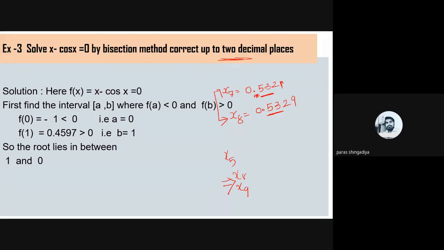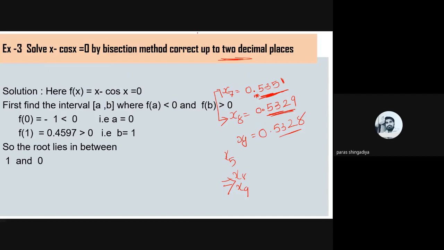If three decimals are given, we cannot consider this data. Let's take here 0.5315 and 0.5329. They are not matched correct up to three decimal places. The three digits are not matched: here it is 0.531, here it is 0.532. But in x9, if we get the answer as 0.5328, then it is matched. That is correct up to three decimal places. So this is our required answer for this example.